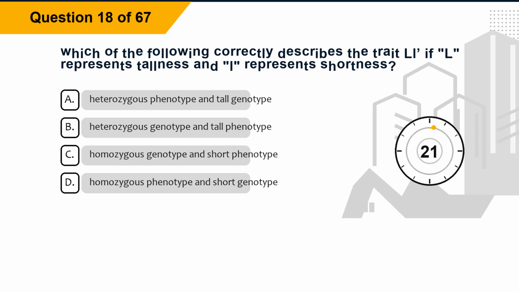Question 18. Which of the following correctly describes the trait Ll, if L represents tallness and l represents shortness? Option A, heterozygous phenotype and tall genotype. Option B, heterozygous genotype and tall phenotype. Option C, homozygous genotype and short phenotype. Option D, homozygous phenotype and short genotype.